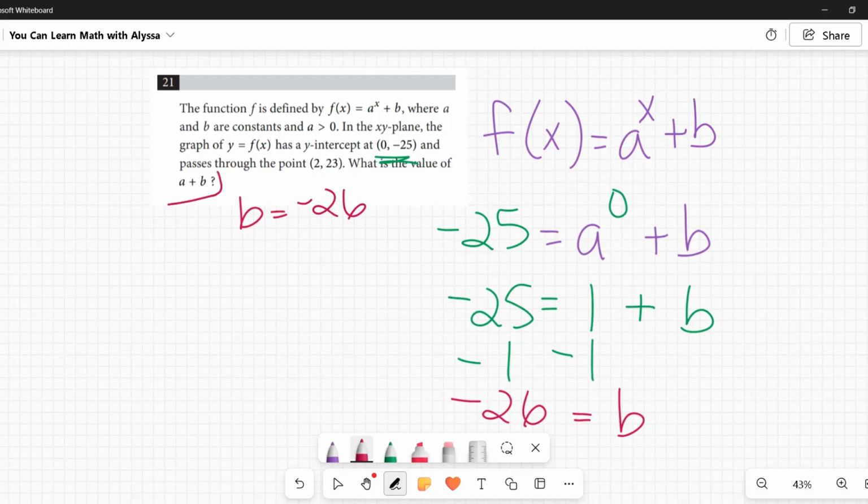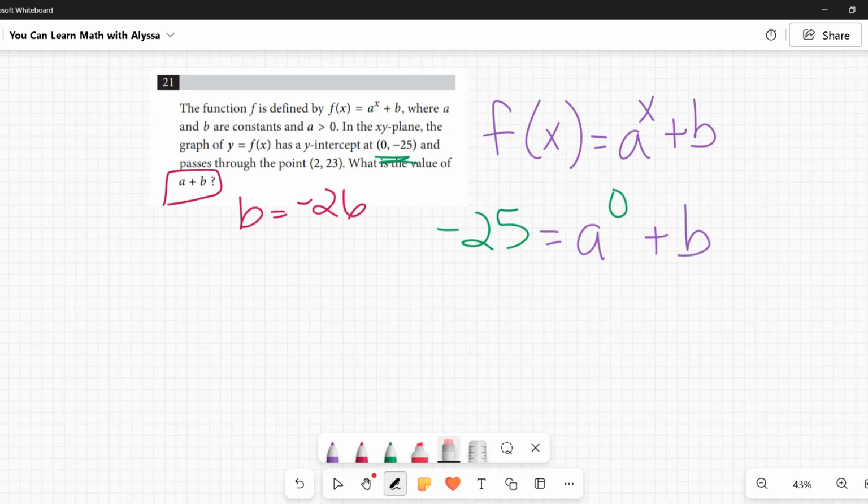But my final end goal is to determine the value of a plus b, so I need to solve for a. Now I've got my b, that is negative 26. I'm going to start with this same equation again, and we're going to plug in what we know using the second ordered pair, 2 and 23. My x value is 2, so I put that right there, a to the power of 2. My y value is 23, so I erase the y and replace that. And finally, my b is negative 26. So there we go.